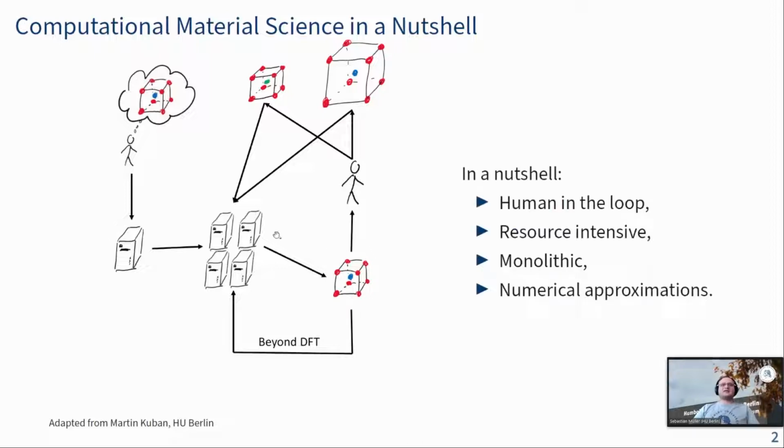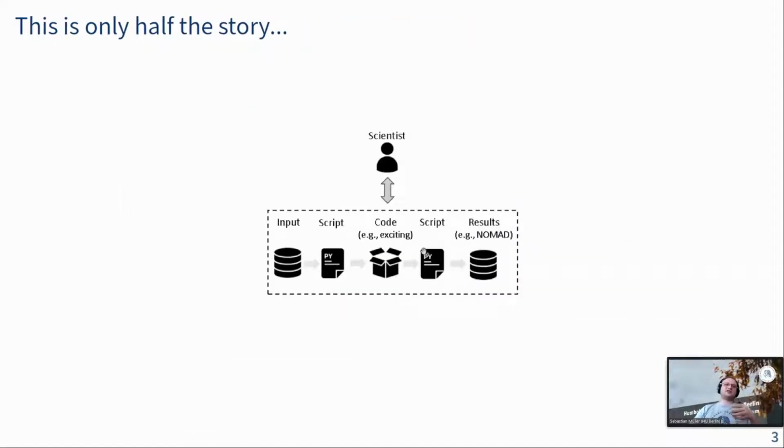Now, these simulations are a human in the loop system. They are quite resource intensive and they are monolithic. They are monolithic because we can't analytically solve the quantum physics that are used within this simulation, so we have to employ numerical approximations. However, this is only half the story.